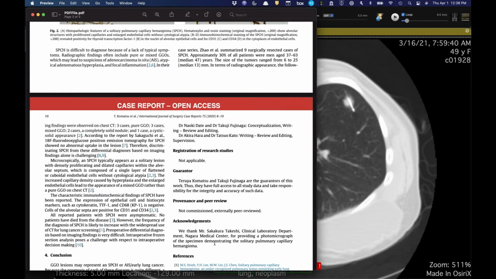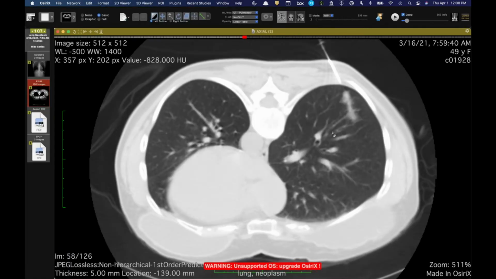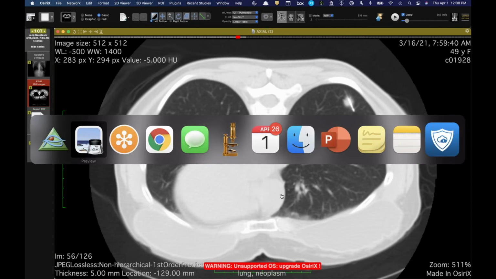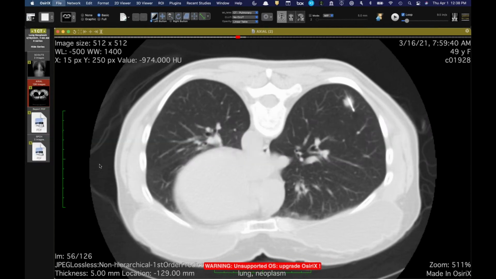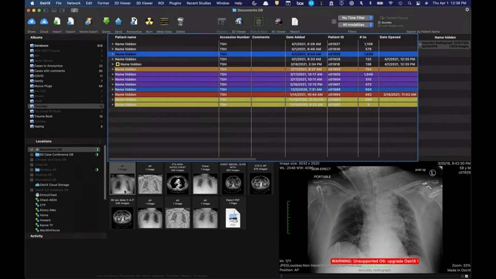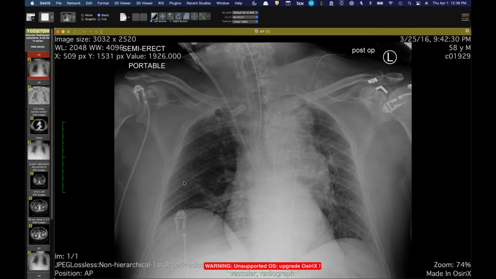So yeah, nothing remarkable about the imaging appearance, just something else to throw in the differential for the rare instances. Now this one, on the other hand, is quite dramatic.